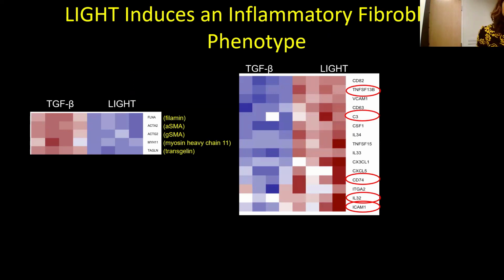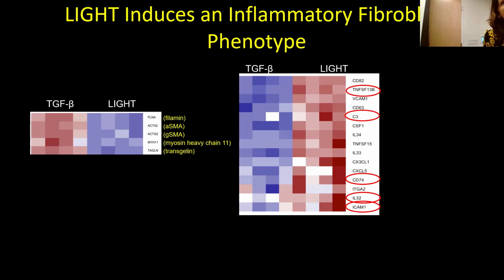So there is a factor that's called LIGHT. It's in the TNF superfamily. It's called TNFSF14. It's known to be involved in atopic dermatitis, psoriasis, asthma, and now in EOE. But if we treat a normal fibroblast with TGF-beta, we turn it into a myofibroblast. That's not super surprising. That's just what happens with TGF. And you can see on the red heat map, all this stuff comes up. If you treat it with LIGHT, you turn it into a pro-inflammatory fibroblast.